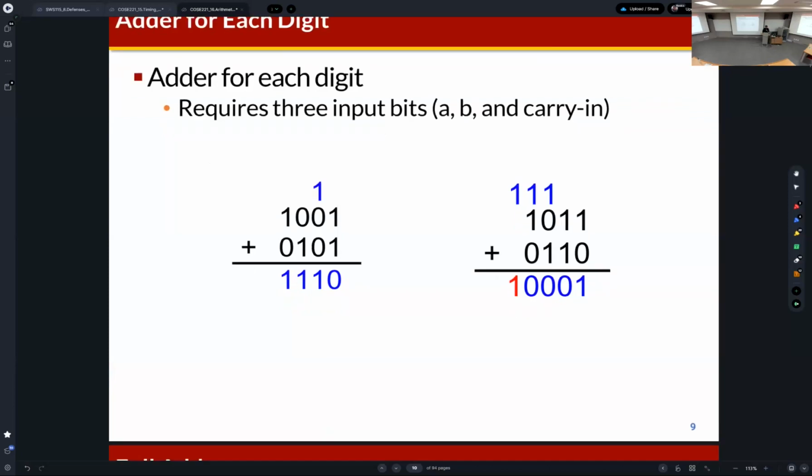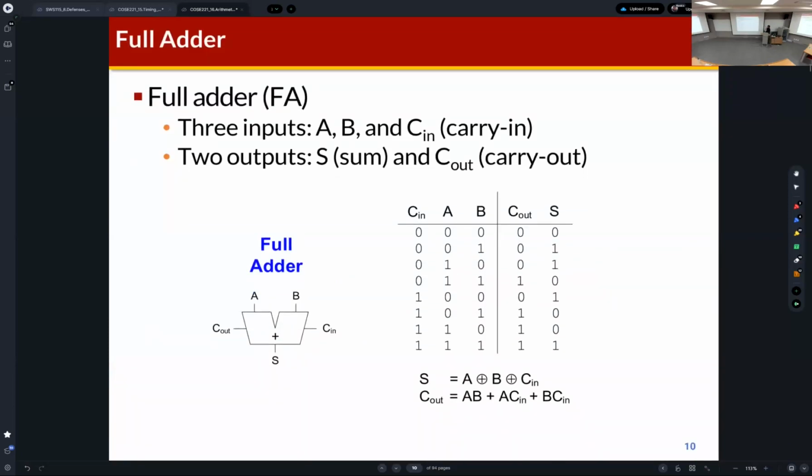Okay, and then the full adder, as I mentioned, has three inputs: A, B, and C in. Then you can build the Boolean equation like this. And then the full adder looks like this.